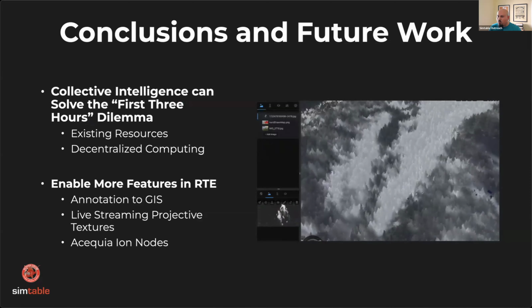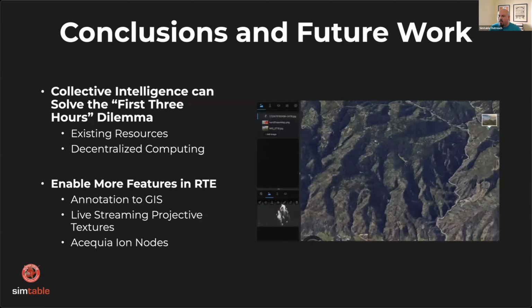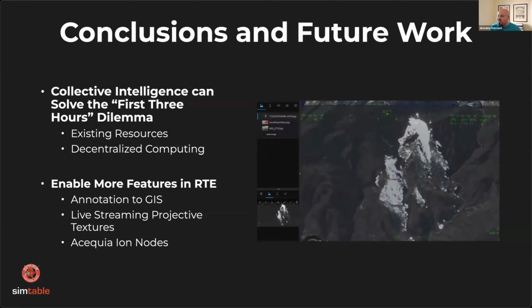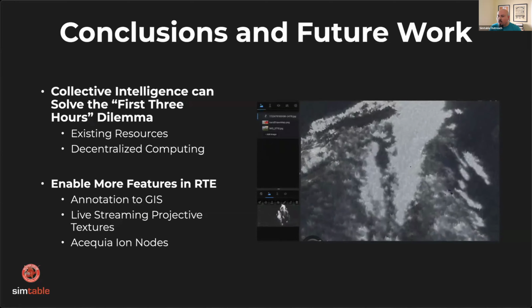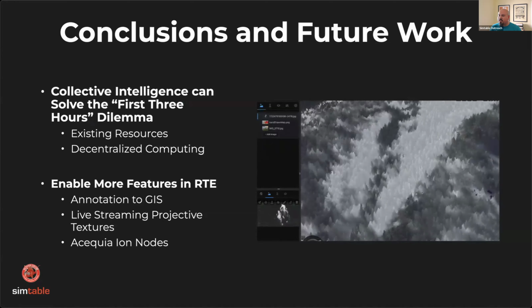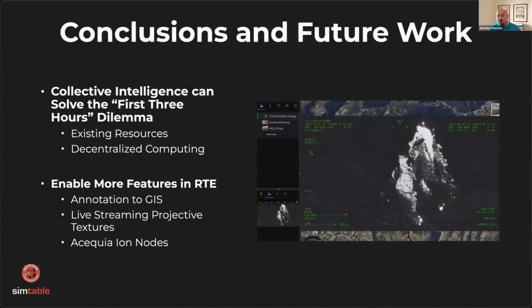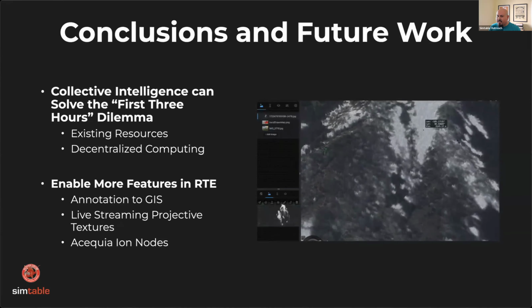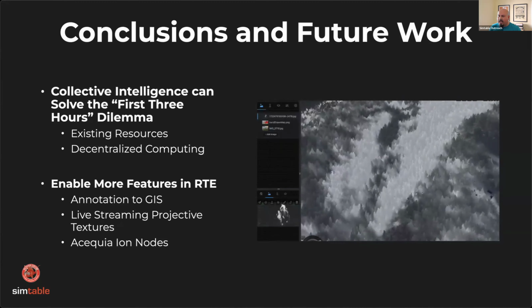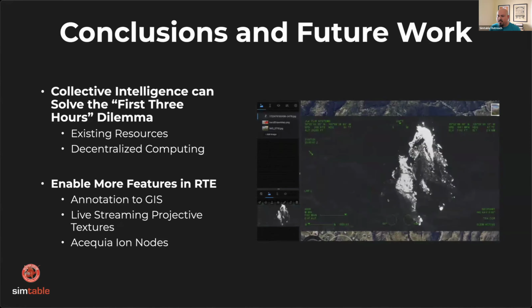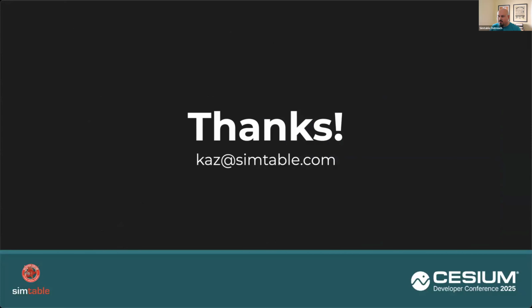In regards to more features that we're working on in Real-Time Earth, we would like to annotate imagery to generate GIS, which we've done in our 3JS system before. We just need to port it to Cesium. Also, live streaming projective textures. So not just imagery itself, but what if you had more dynamic imagery like videos or live streams, which again, we've done before in 3JS, but need to bring to Cesium. And then lastly, when we think about the Acequia, perhaps in some future, we can have a self-hosted Acequia ion node that can be pumping in more 3D tiles and GLTFs and whatnot. So with that, I'll take any questions and thanks so much for listening.